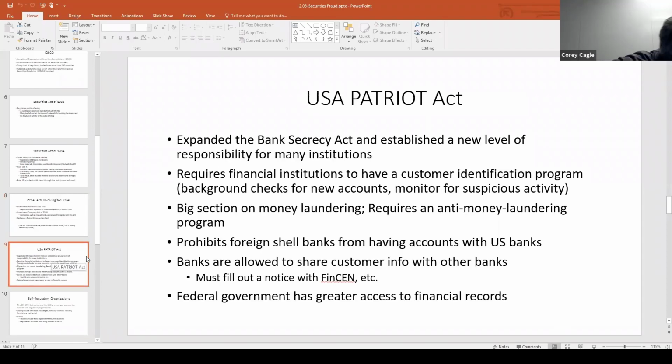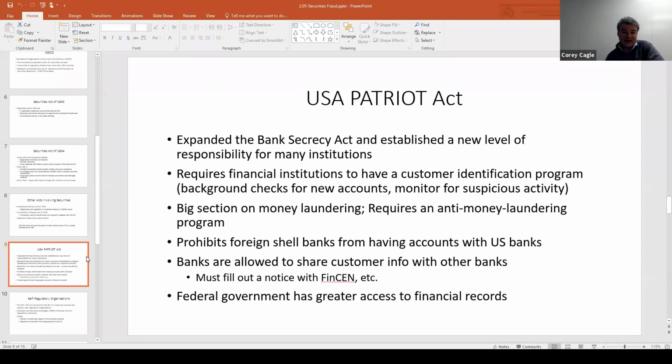Patriot Act. Something we've heard plenty about in the news, I'm sure, over the years. And I think we may have already mentioned it in here too. So it expands on that Bank Secrecy Act that we talked about a couple of weeks ago, and established an even higher level of responsibility for banks and whatnot. It requires them to have a customer identification program, background checks for new accounts, monitor for suspicious activities. There's a big section on money laundering. We'll hit that later in the money laundering section.